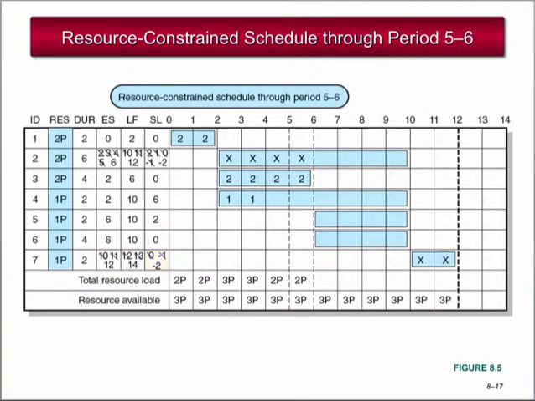In period 5 to 6, Activity 2 is once again eligible, but still exceeds the limit of 3 programmers. So we delay the activity and update early start to 6, late finish to 12, and slack to -2. We also delay Activity 7 and update the early start to 12, late finish to 14, and slack to -2.